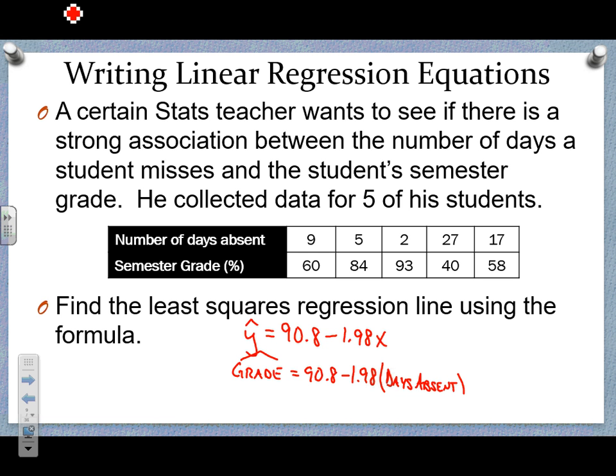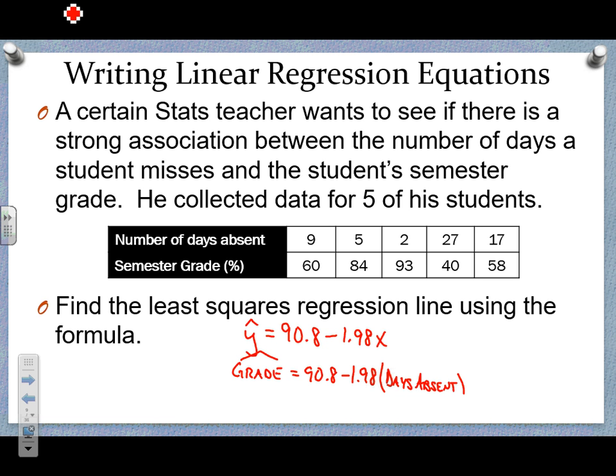Okay? The y-intercept is 90.8. What does that mean? If you don't miss any days, you would get a 90.8. Now, in this particular case, would that necessarily make any sense for us? Not really, because we noticed that one person missed 2 and scored a 93, right? So it wouldn't necessarily make sense completely for the start of our grade to begin at 90.8. Okay? So again, it's more of just a starting off point for our equation. It doesn't necessarily give us anything useful as far as prediction purposes.